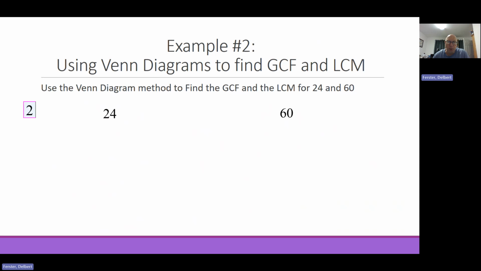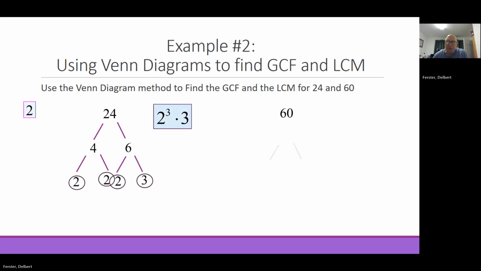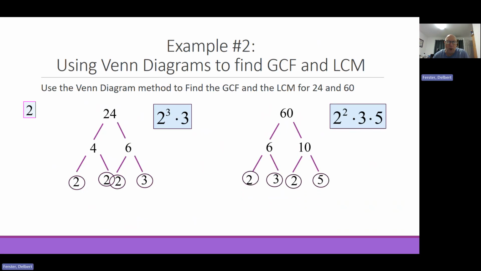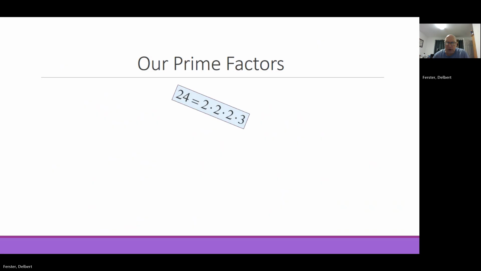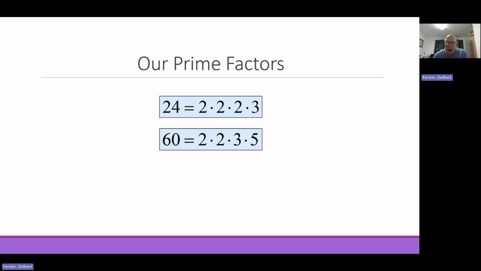So again, what we'll do is we'll bust out some prime factors. So we'll look for primes on 24. We'll look for primes on 60. So there you go. It looks like 2 to the third times 3. 60 looks like 2 squared, 3 and 5. Okay. Now, what we're going to do is we're going to fill in a Venn diagram. So there are your prime factors.